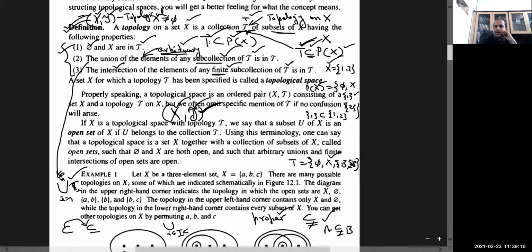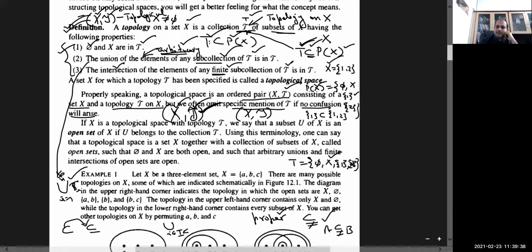So properly speaking, a topological space is an ordered pair: a set X equipped with this collection T, a topology T on X. But we often omit specific mention of T if no confusion will arise. So in short, I will say that X is a topological space, meaning X equipped with a topology T.